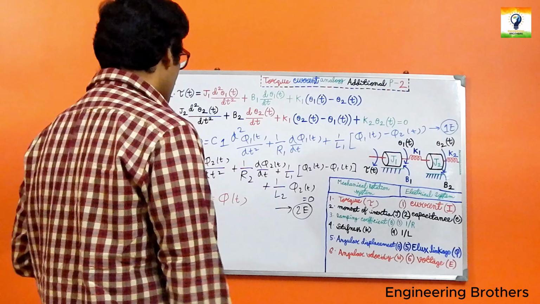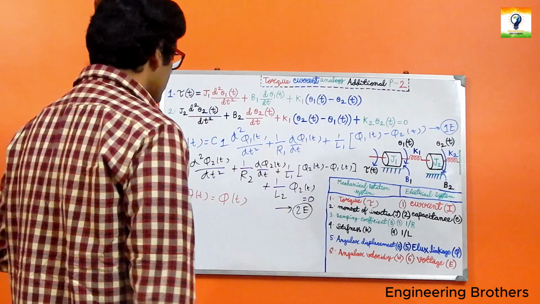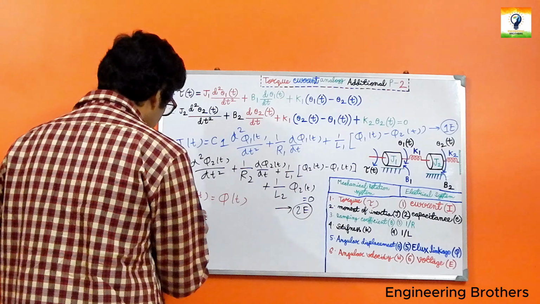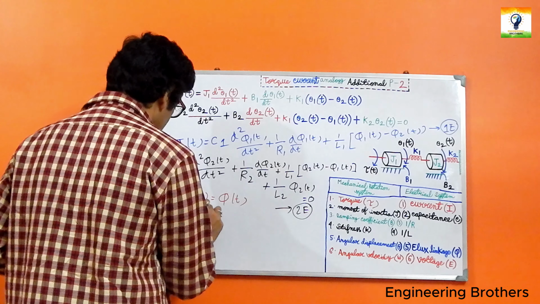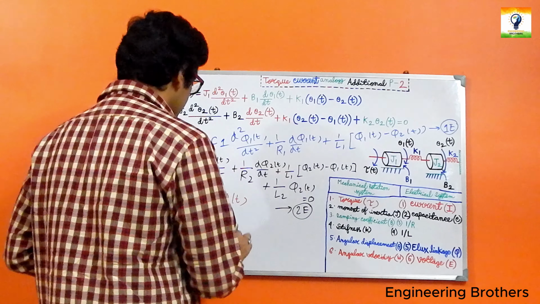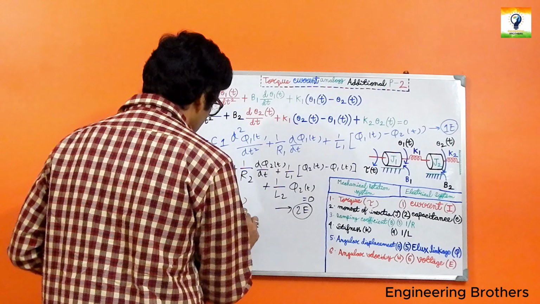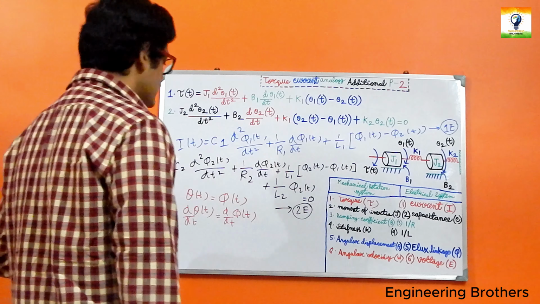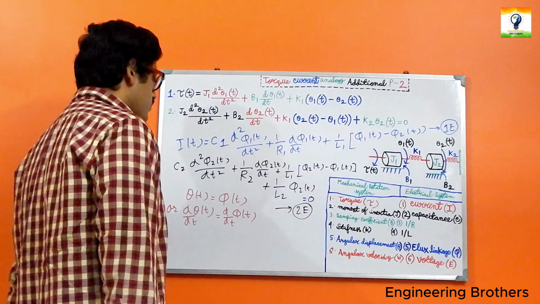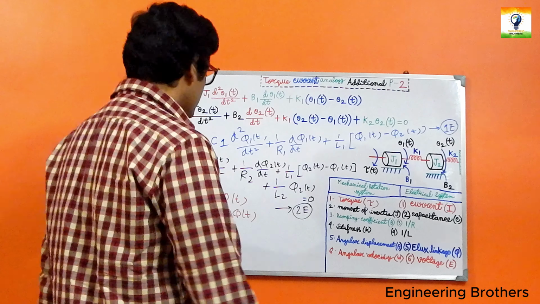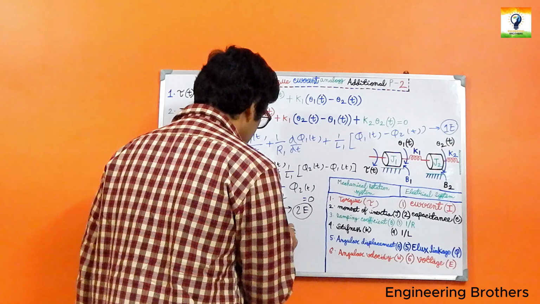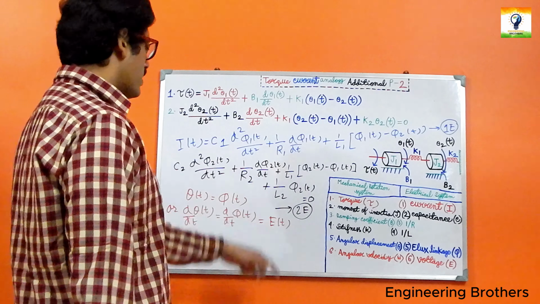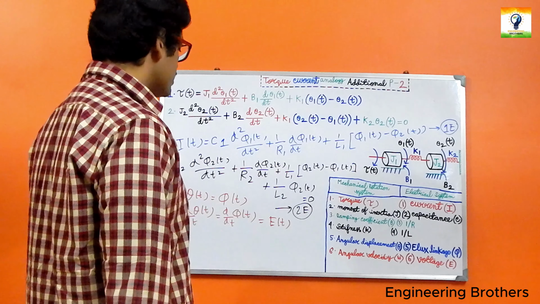Now if you take d dt on both sides of our equation, we get d dt of theta t, and this should be d dt of phi t. Now d dt of phi t means the rate of change of flux with respect to time. That actually leads us to the expression for E t, or the voltage itself. So this is a first relation, which is d phi by dt, which is equal to E t.